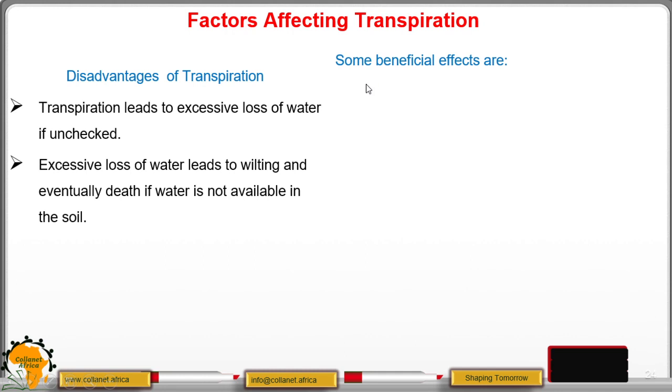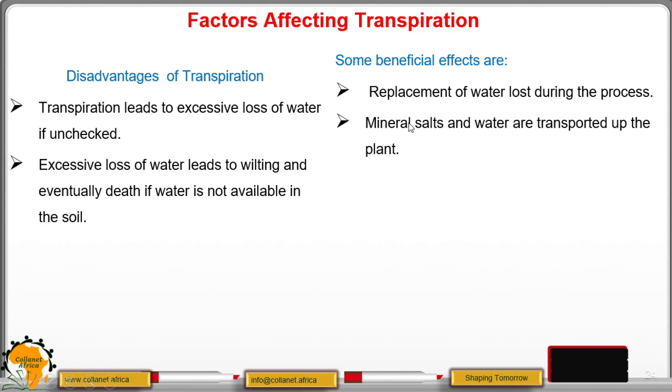However, there are some beneficial effects of transpiration in that it helps in replacement of water lost during the process. So, as more water is lost, there is a force or forces pushing the water up. So, water is replaced. Mineral salts and water are transported up the plant in the process. So these mineral salts are dissolved in the soil water, and they are transported as water is being lost.